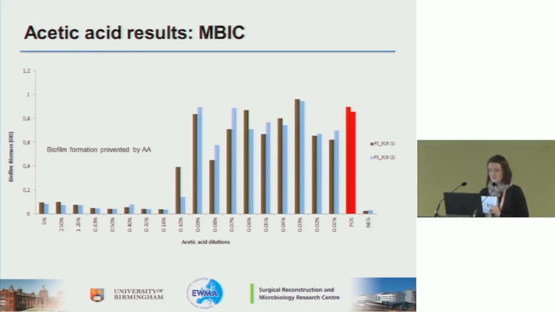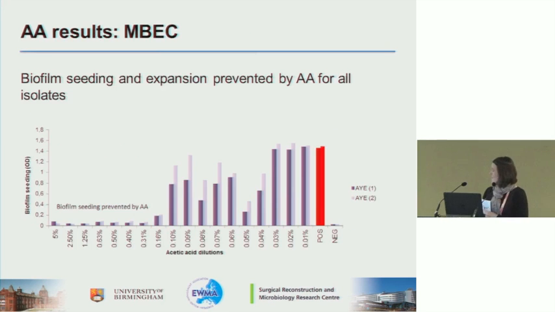And these are the results of the minimum biofilm inhibition concentration. So here you can see the same sort of results. Biofilm formation has been prevented from 5% acetic acid, which is the strongest concentration I test, all the way down to 0.16%. And you can see the positive control is very high, so there's been a marked reduction there in biofilm formation. And this is for a clinical isolate of Pseudomonas aeruginosa from the burns patient population.